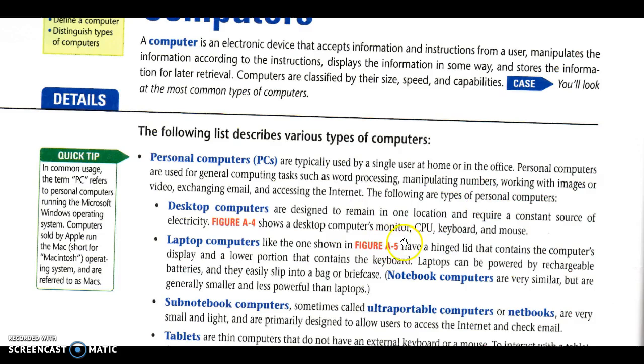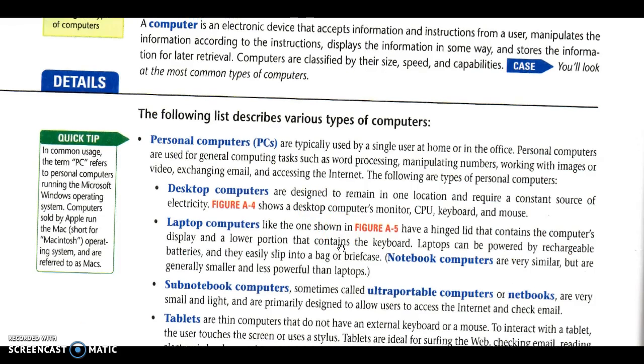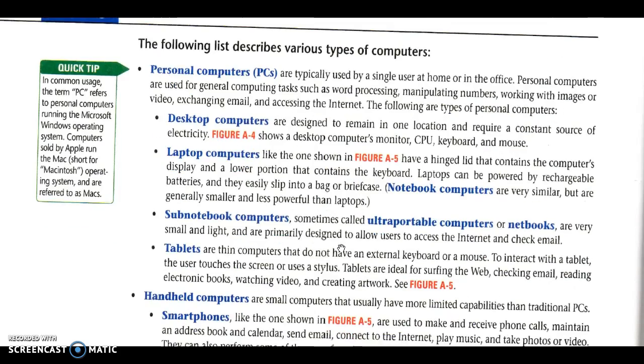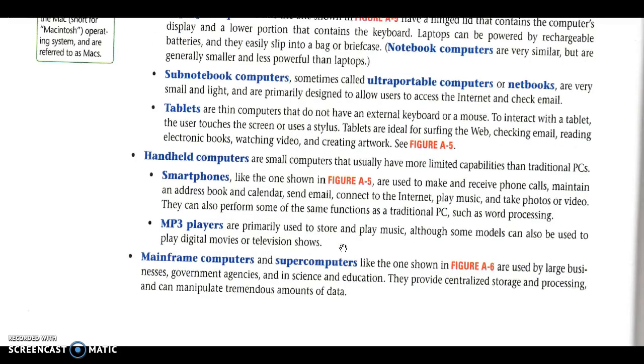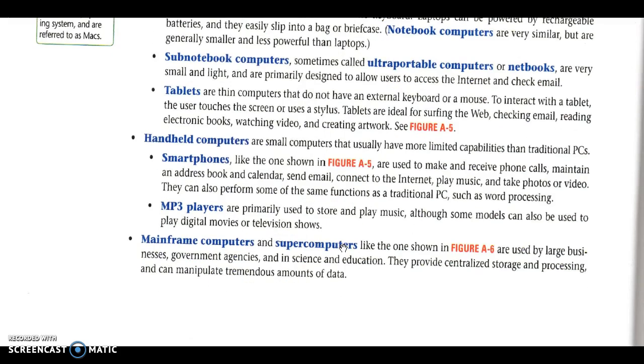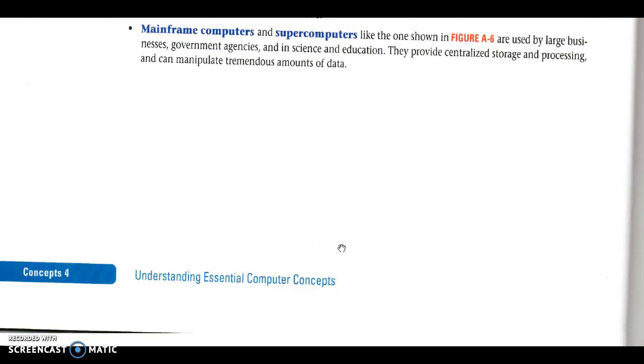So this goes through and talks about the differences between desktops, laptops, netbooks, tablets, our handheld computers, which are our smartphones, and then those big, huge mainframe computers or supercomputers, where we have our centralized storage and processing.